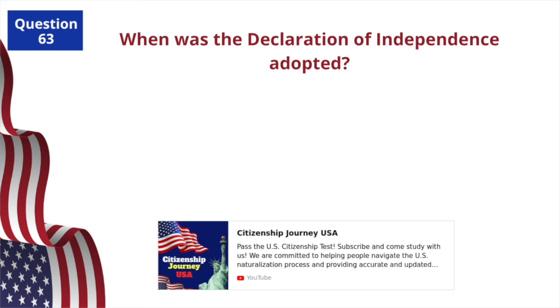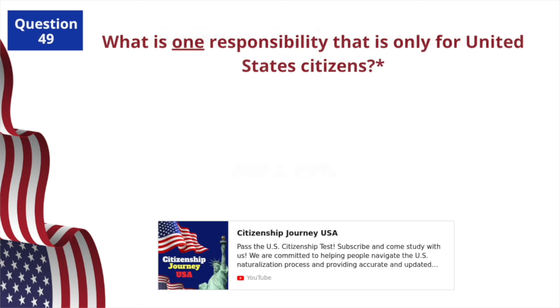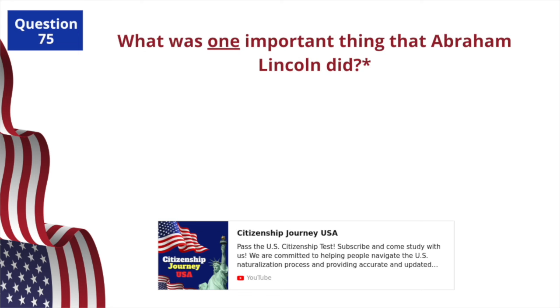When was the Declaration of Independence adopted? July 4th, 1776. What is one responsibility that is only for United States citizens? Serve on a jury. What was one important thing that Abraham Lincoln did? Freed the slaves.